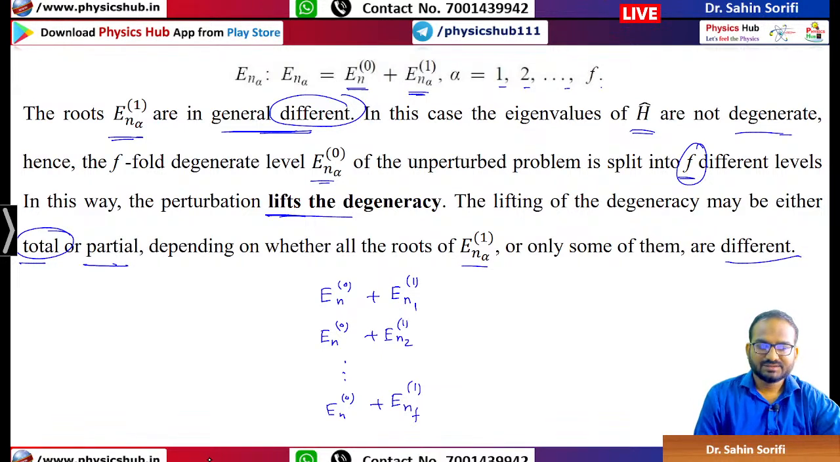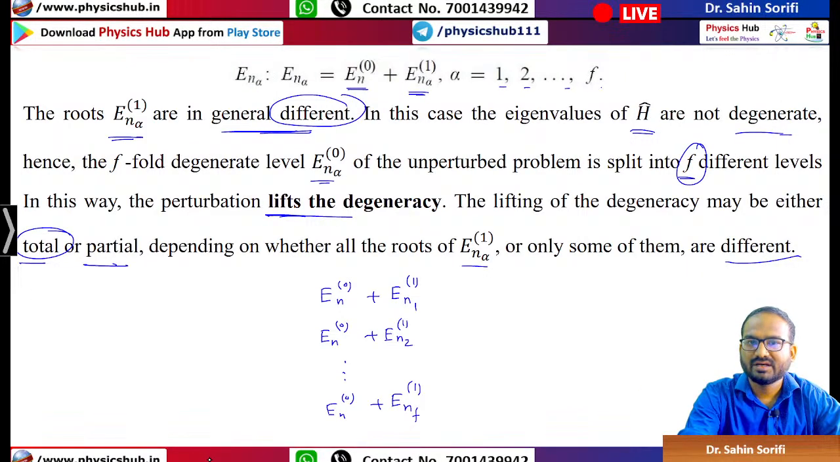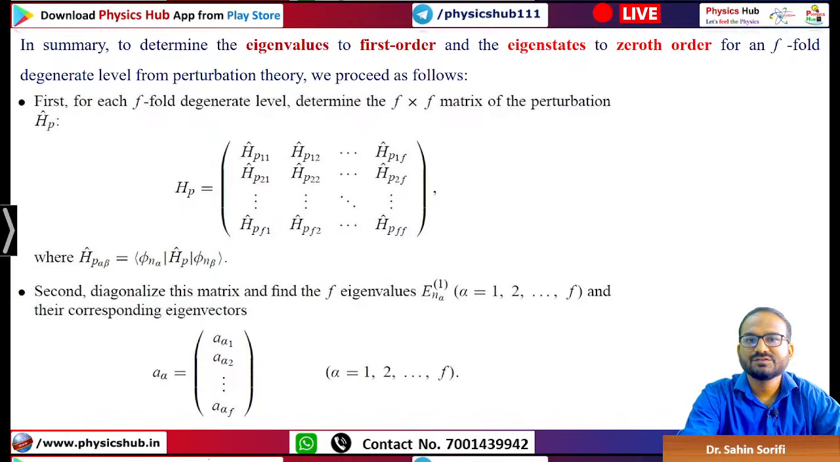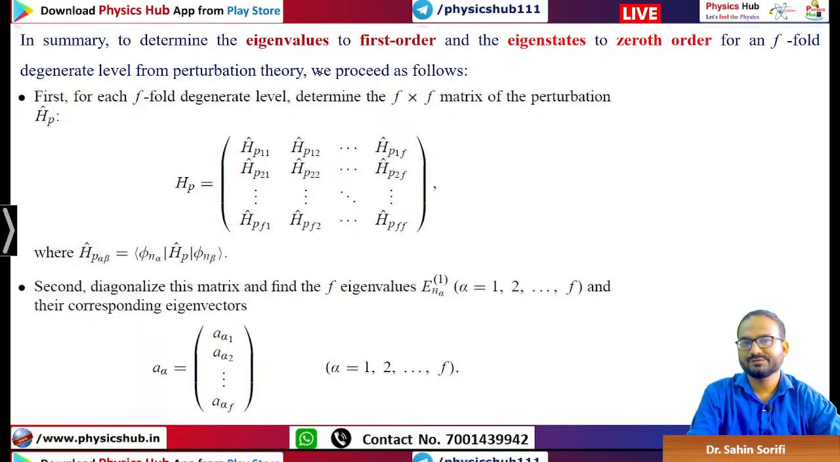Did you understand the theory overall? The problem solving part is quite easy, don't worry about that. So here let me just summarize everything. In summary, to determine the eigenvalues to first order and the eigenstate to zeroth order for an F-fold degenerate level from perturbation theory, we proceed as follows.